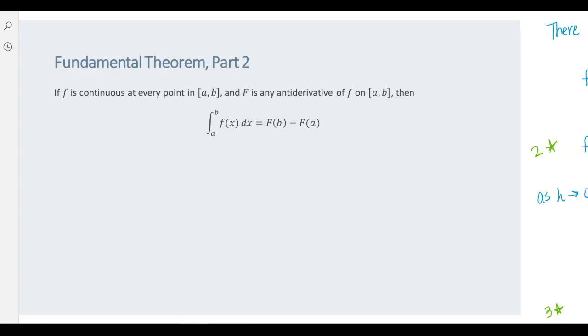Now we're going to use the first part to prove the second part of the fundamental theorem. If f is a continuous function on a particular interval, and capital F is the antiderivative of f, that's what we proved in the first part, then we can use this nice slick formula to calculate the integral between the points a and b. And it's just by taking that antiderivative and then plugging the boundary points in. Really, really simple.